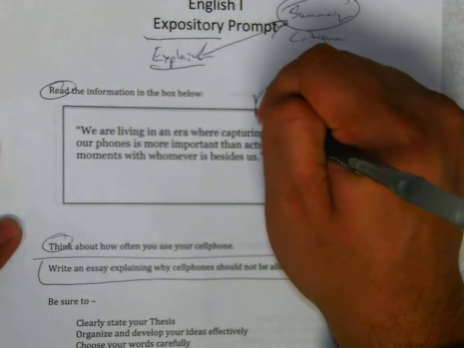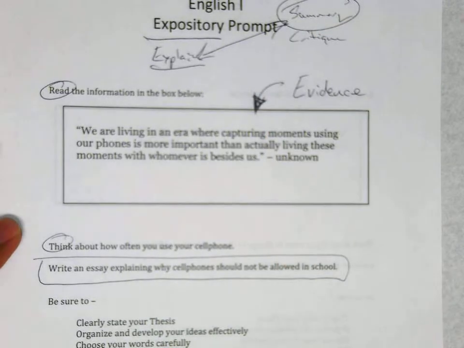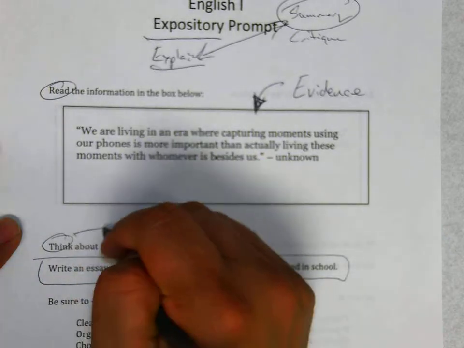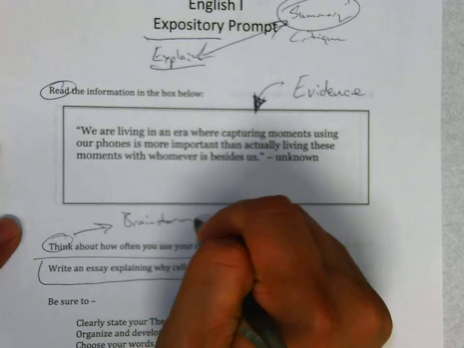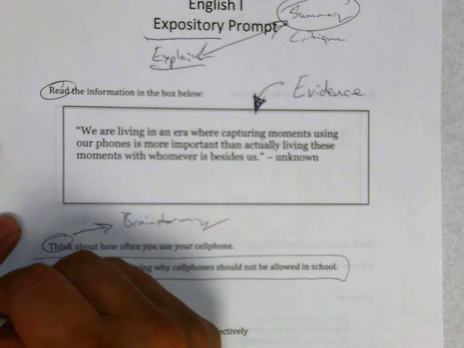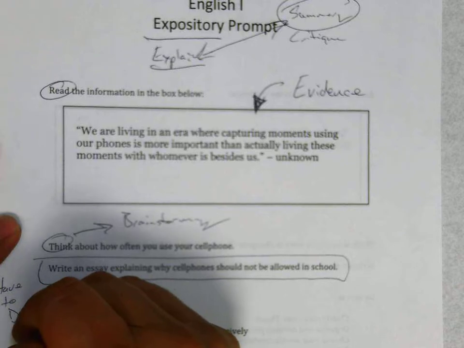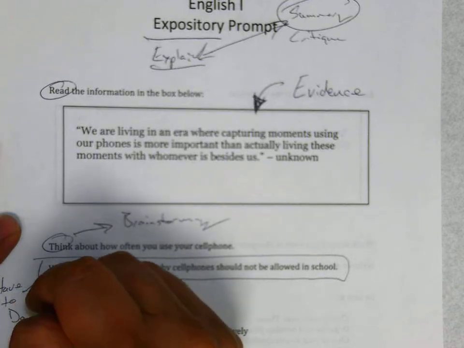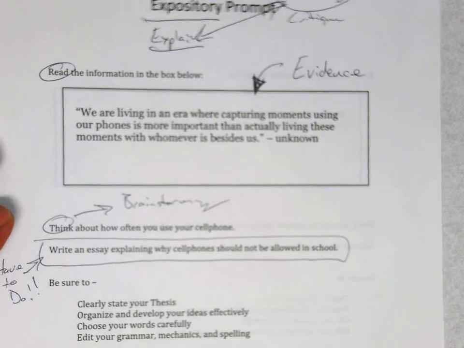You may actually use this information in your paper later on if you can't think of an example or if you can't think of any evidence. Right? This think is to get your brain going. We call this brainstorming. Right? And then this write, this is what you have to do. You have to write this. All right? So, we have a read, we have a think, we have a write.